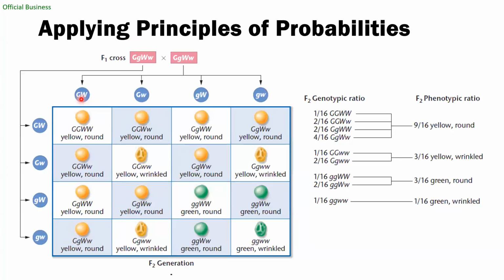So you have green wrinkled, containing both yellow and round alleles. You have yellow and wrinkled alleles. You have green and round alleles, and green and wrinkled alleles. And then the same goes for the other side. And then you combine them.